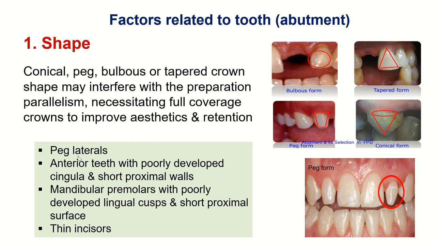Many examples can be seen clinically, such as peg laterals, anterior teeth with poorly developed cingula and short proximal walls, as you can see here. It's very short proximal walls. Sometimes mandibular premolars with poorly developed lingual cusps and short proximal surfaces, and also thin incisors, which can usually be seen in the lower incisors.